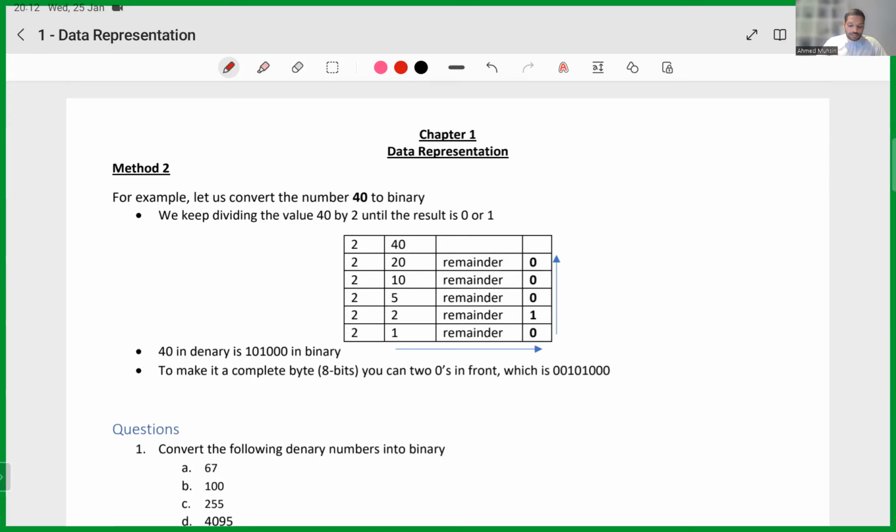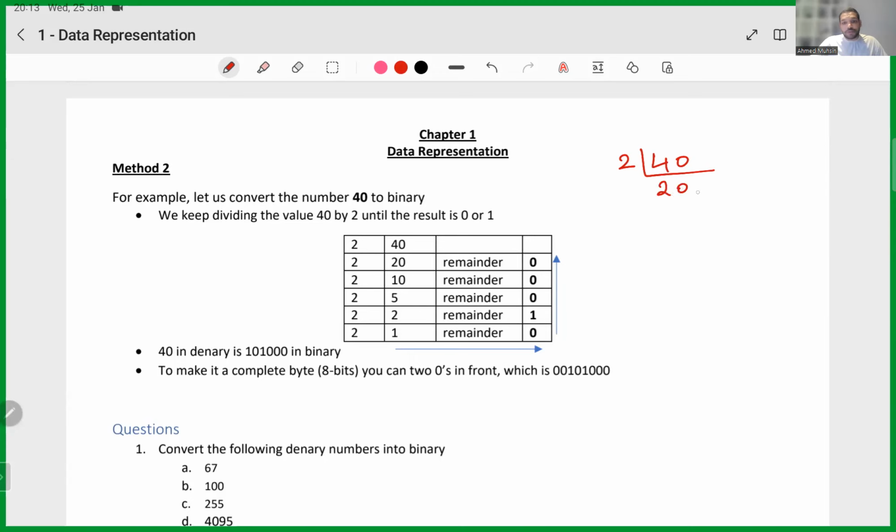Okay, so let us take the same number 40 again. Basically what we do is we write the number 40, and we divide it by 2. So in 40, how many 2's do we have? We have 20 2's. Okay, so we put 20.